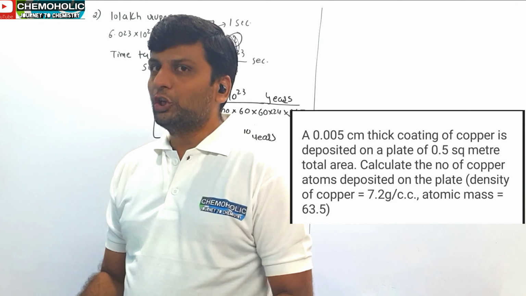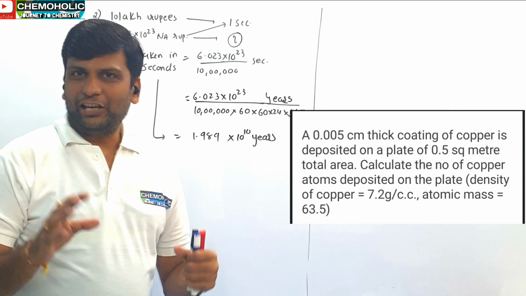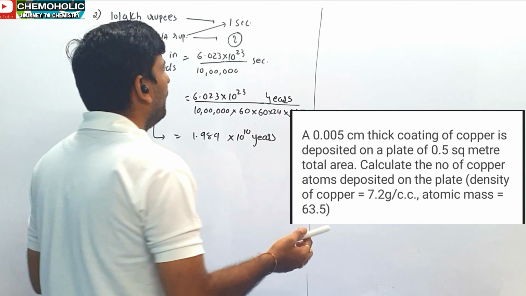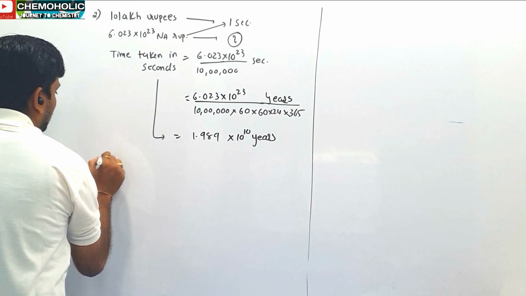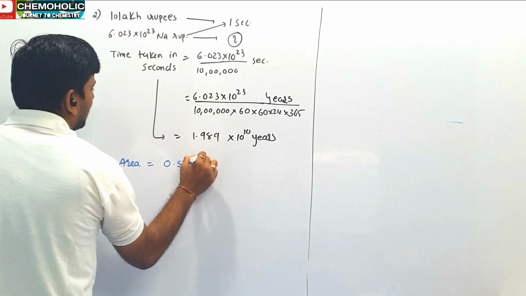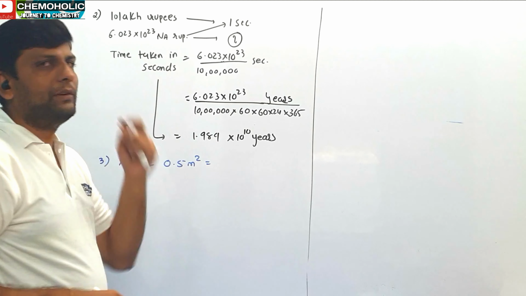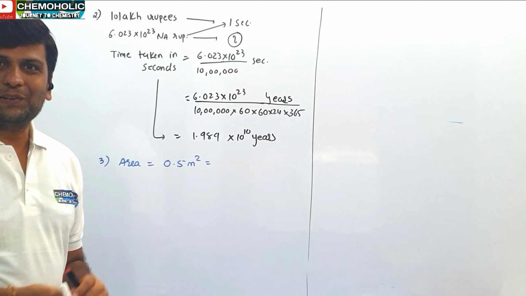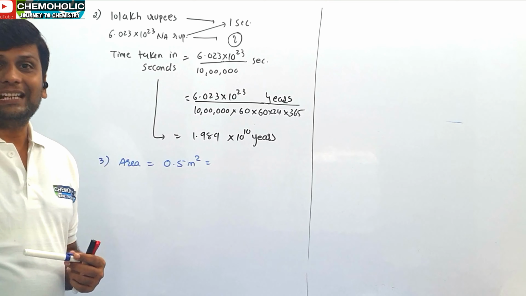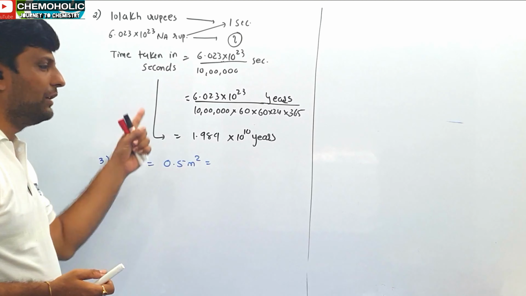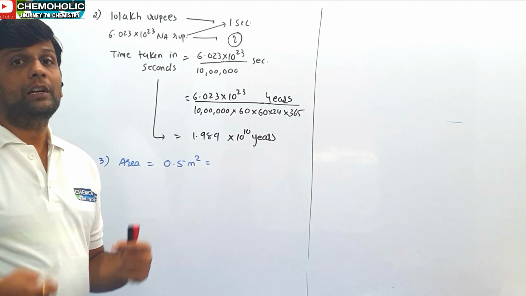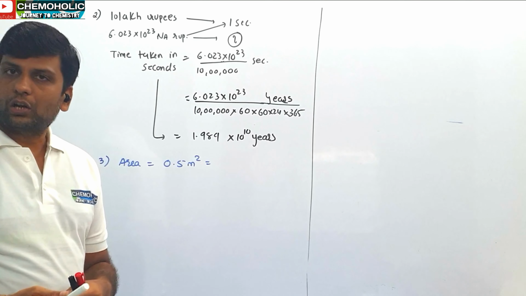Well, not at all. First thing, the area of the plate is given to you. It is 0.5 meter square. Well, we'll start from here. Number 3. Area is given to you. It is 0.5 meter square. First of all, we'll convert into centimeter square, because if you see the question, density is also given, but it is in centimeter cube. So meter is to be converted into centimeter. That's a basic rule of science. You should have similar units for different physical quantities.